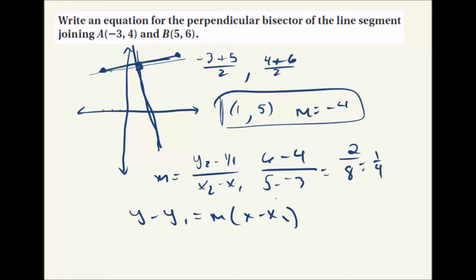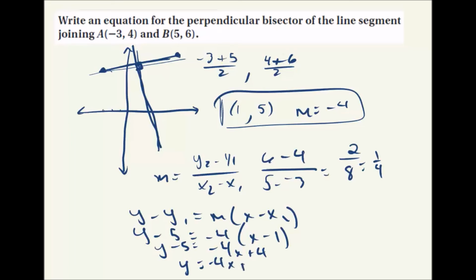Once again, this is also just a review. So y minus this point that we know, y minus 5, equals the slope, negative 4 times x minus 1. Negative 4x plus 4, y is equal to negative 4x plus 9. So the equation for the perpendicular bisector of the line is y equals negative 4x plus 9.